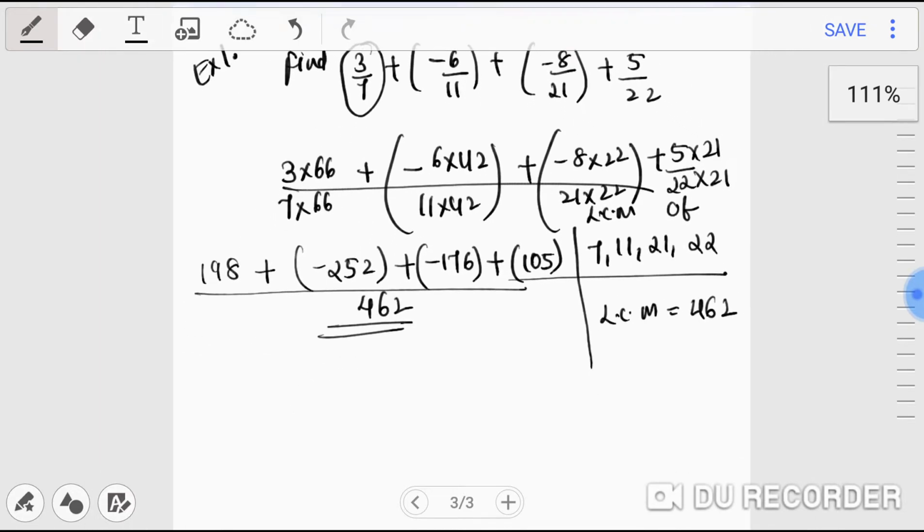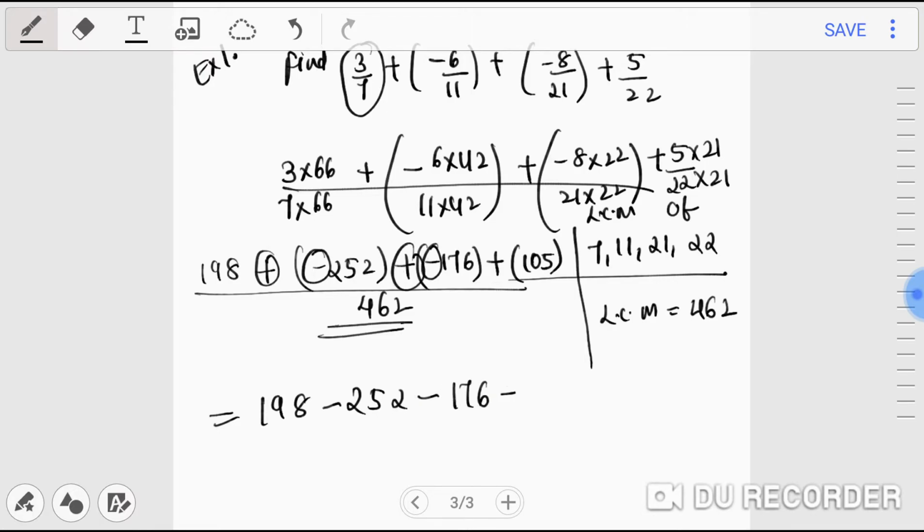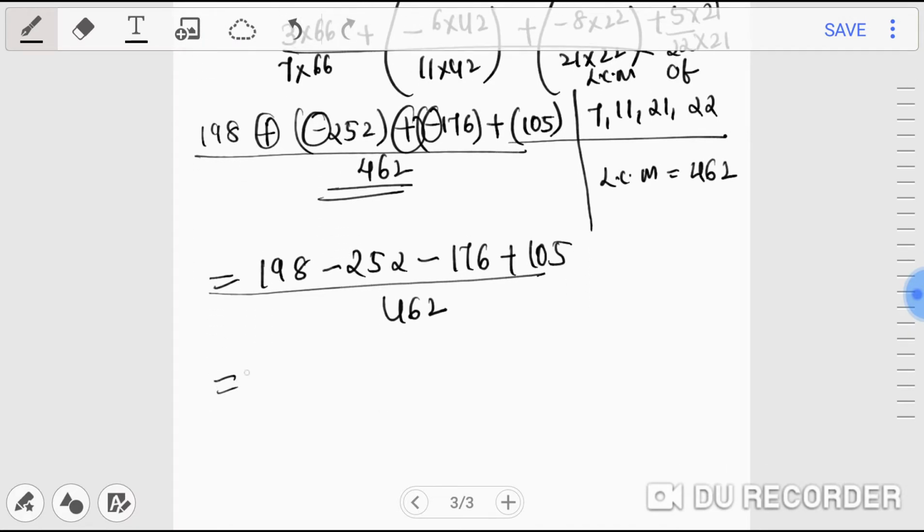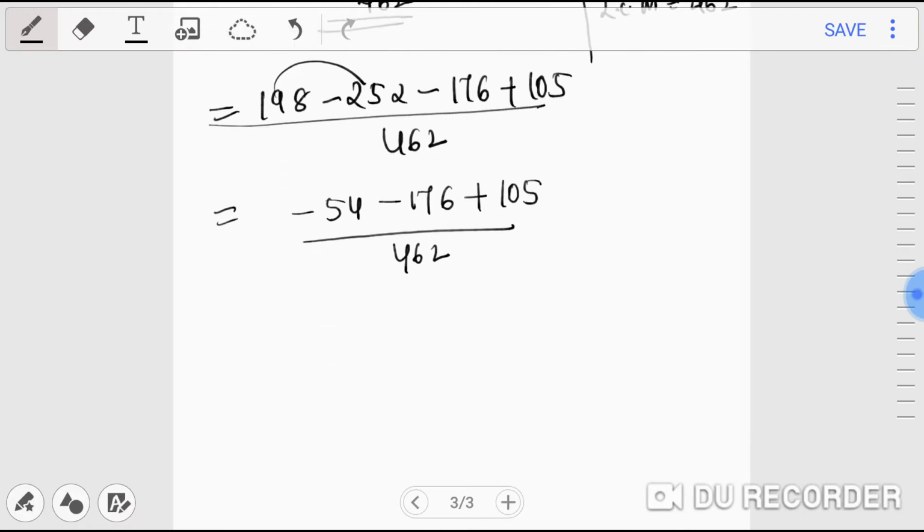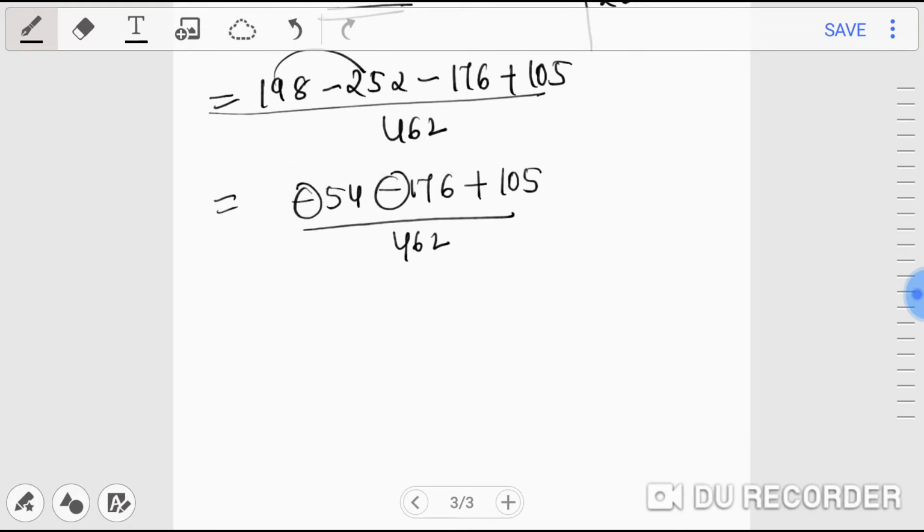Once you have the same denominator, you can perform the operation on the numerators. 198 plus minus becomes minus, again plus minus becomes minus, and you have plus 105 upon 462. Once you do 198 minus 252, you will get minus 54, and I have taken the rest of the numbers down. Again you have minus minus, that makes plus. So you will add 54 and 176, that will be 230 with the minus sign.